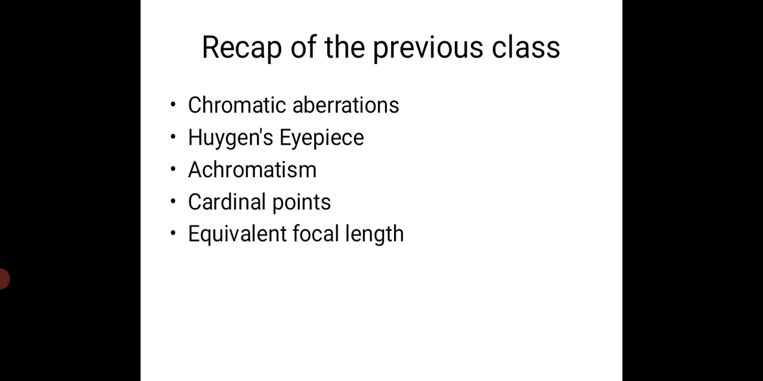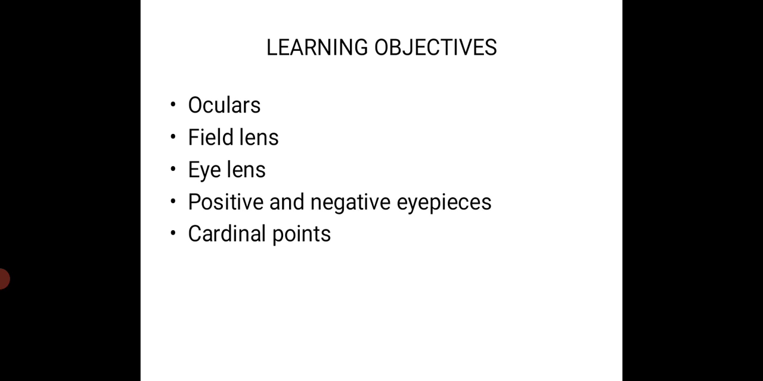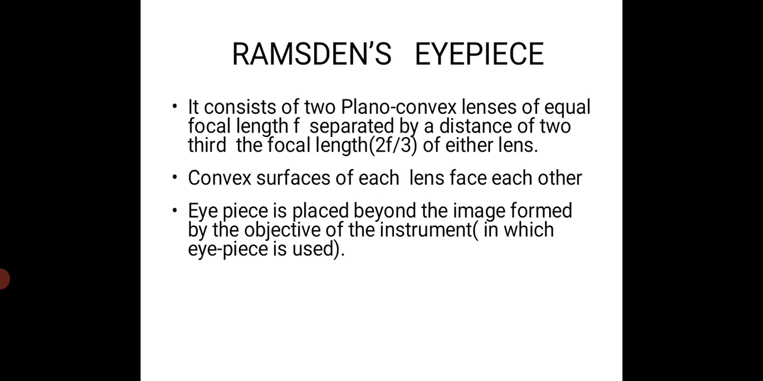So from the previous class we learnt about Huygens eyepiece, cardinal points of Huygens eyepiece and equivalent focal length of a Huygens eyepiece. The learning objectives of this session are field lens, eye lens, positive and negative eyepieces and cardinal points.